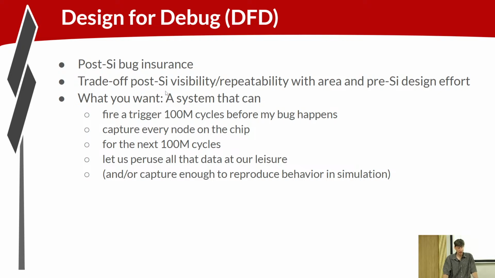Ideally, what you want is a system where, and I can thank my colleague for this list, I stole his slides, Scott Taylor, you can predict that a bug is about to happen, say 100 million cycles before it manifests, capture every node on the chip for all of time until the point of the failure, and be able to explore that data at our leisure. Or you want to be able to capture enough that you can reproduce that behavior in simulation.